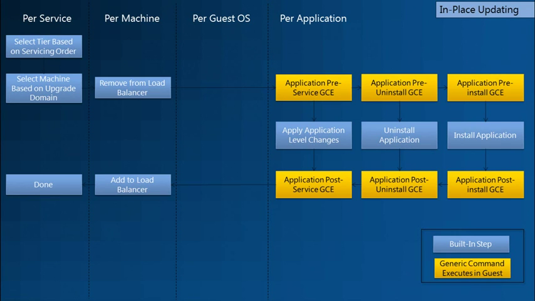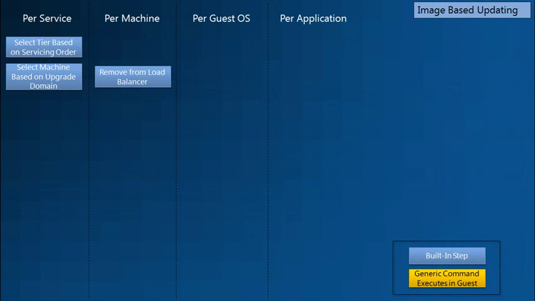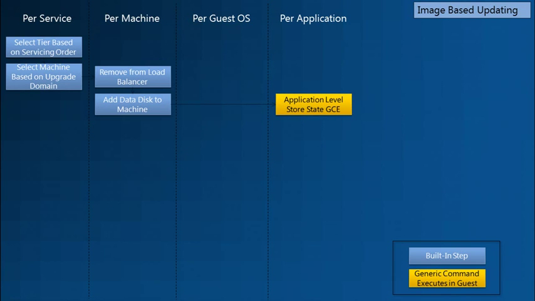So servicing order is very similar to application deployment order, and just tells us the order in which we should service tiers. Image-based updating is very similar, with one big addition, which I just spoke about. When we remove the machine from the load balancer and get ready to service it, we add a new data disk to the machine. And we use that new data disk for the Server App-V case, where we'll automatically save and restore the state.